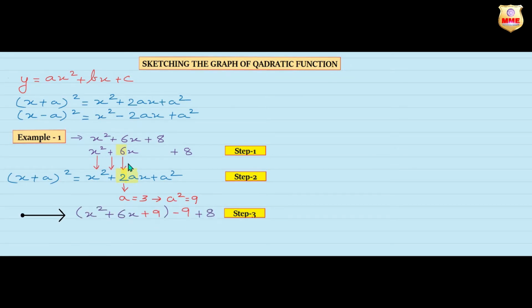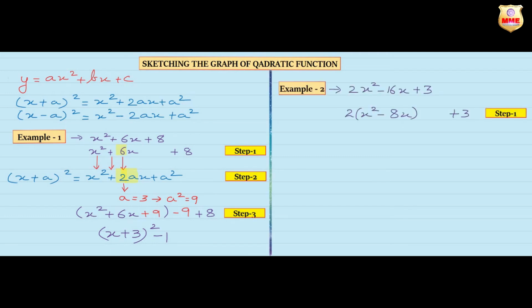Now in the third step, we make this equation a perfect square by adding 9 here, because we have got the value of a equal to 3, and then subtract it in the same way so that the whole equation is not affected. Now we have this quadratic equation in a perfect square format, and that is x plus 3 whole square minus 1.